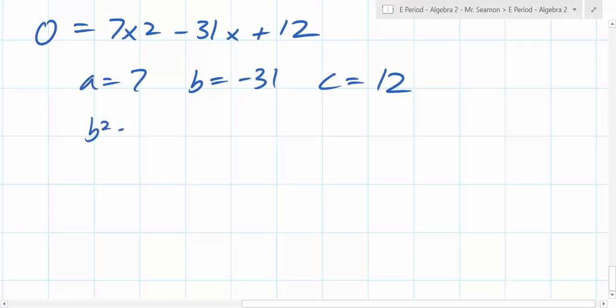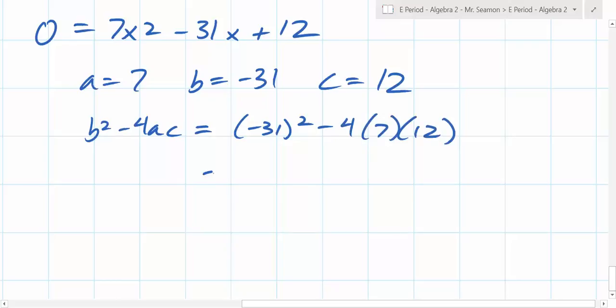B squared minus 4ac. Does it get a little big? You have negative 31 squared minus 4 times 7 times 12. What's 31 times 31? 961. 961 minus 28 times 12. What does it come out to be?